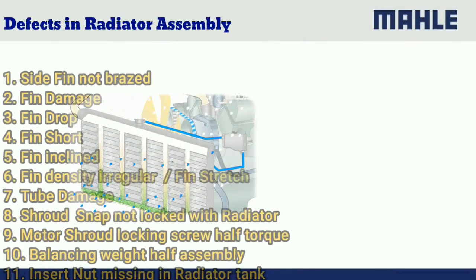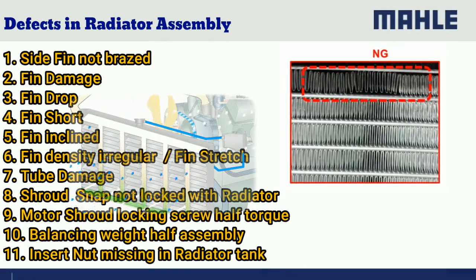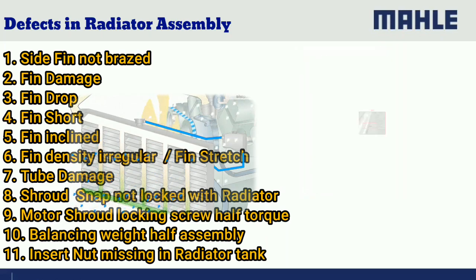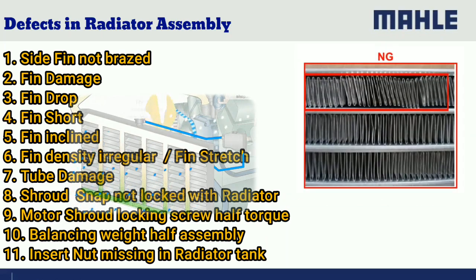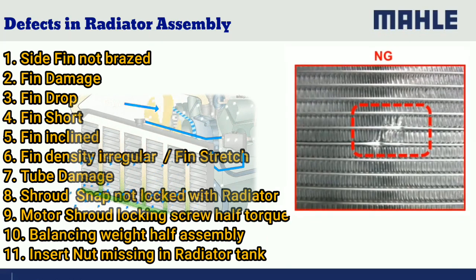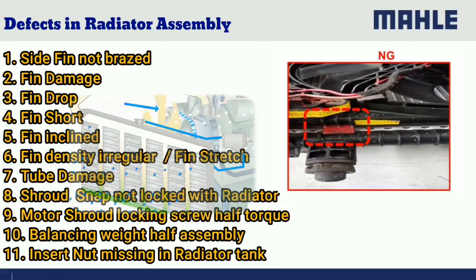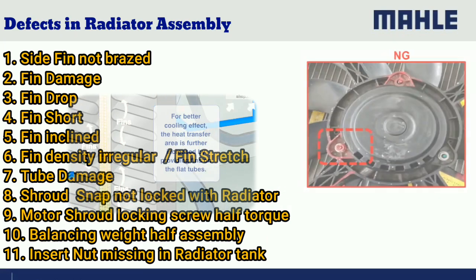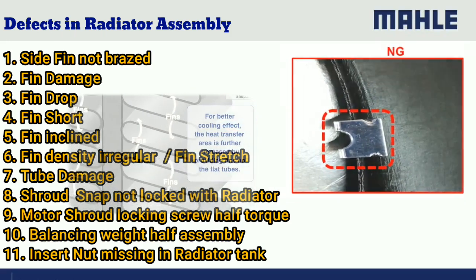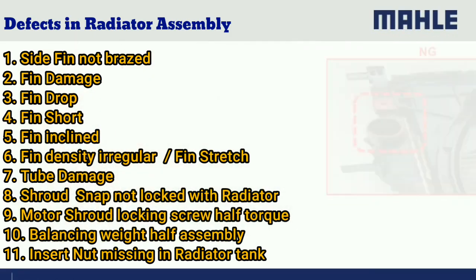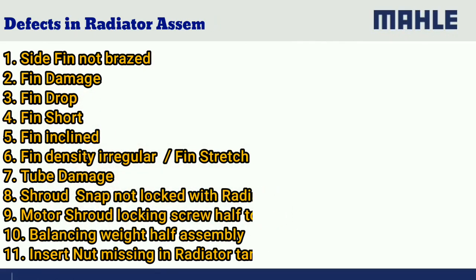Now we will take a quick look at defects in radiator assembly: side fin not brazed, fin damage, fin drop, fin short, fin inclined, fin density irregular or fin stretch, tube damage, shroud snap not locked with radiator, motor shroud locking screw half tight, balancing weight half assembled, insert nut missing in radiator tank. Now we will discuss all the defects one by one.